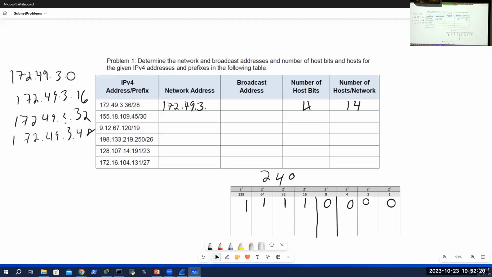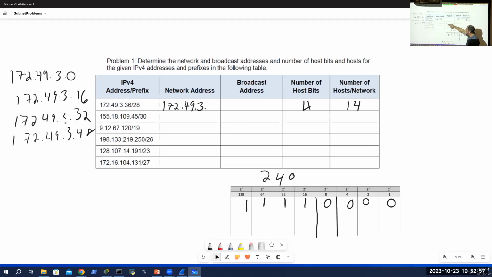172.49.3.48, and so forth and so on. It doesn't matter what all the subnets are for this type of problem, because we don't know what the original subnet mask was before we changed it. It could have been 255.255.0.0, could have been 255.255.255.0. It doesn't really matter. We do know what it is now, and that tells me that these are the subnet boundaries: 0 through 15, 16 through 31, 32 through 47, 48 through 63, etc.